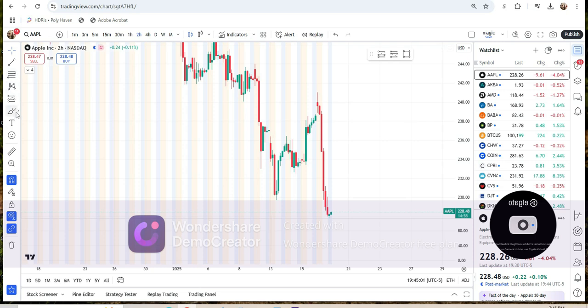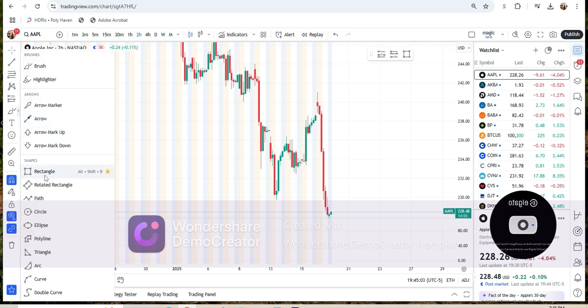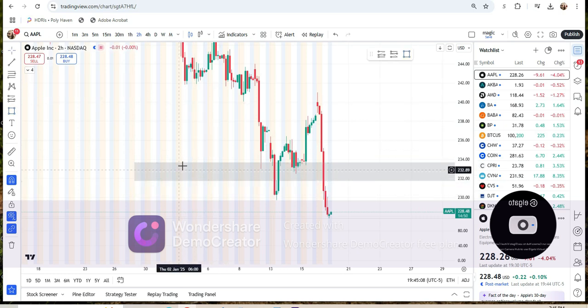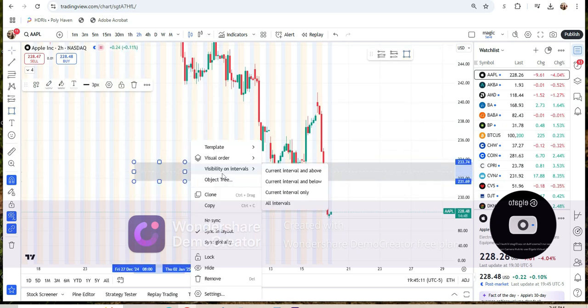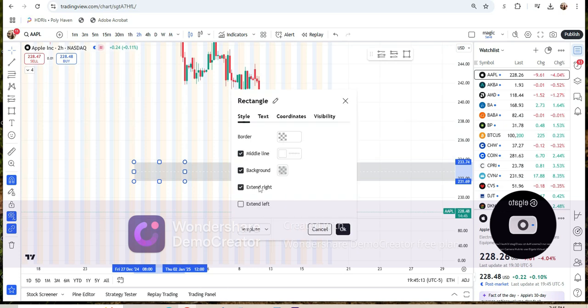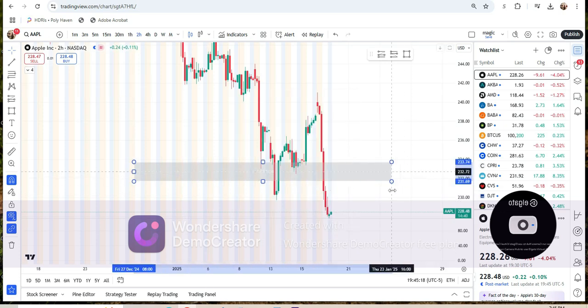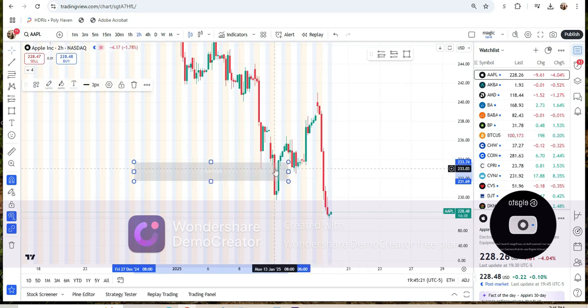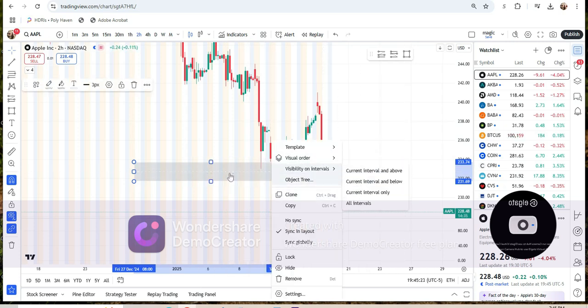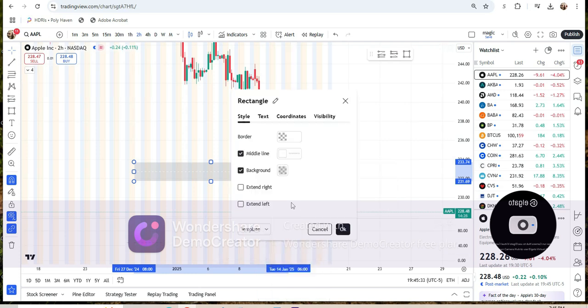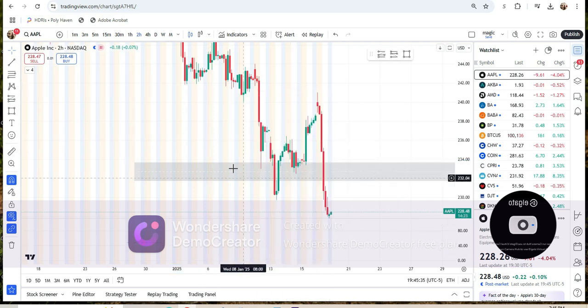You got your drawing panel over here. When we draw zones, we like to use the rectangle. So you can draw a rectangle, right click on it, and go to settings. I have it extended. When you draw a rectangle, you can either extend it yourself, or what I like to do, because we're going to use a lot of this in our trading program, is have it extended to the right so it automatically does that.